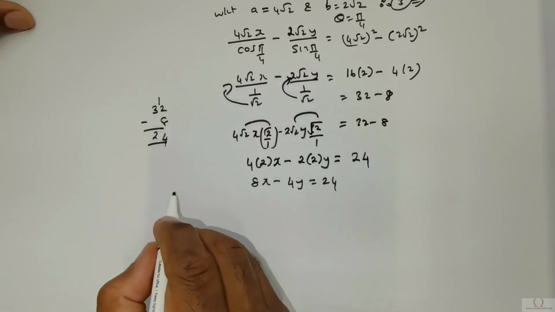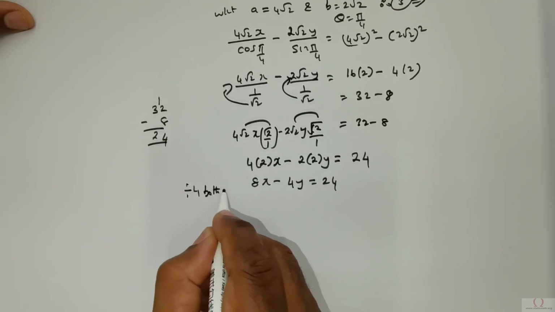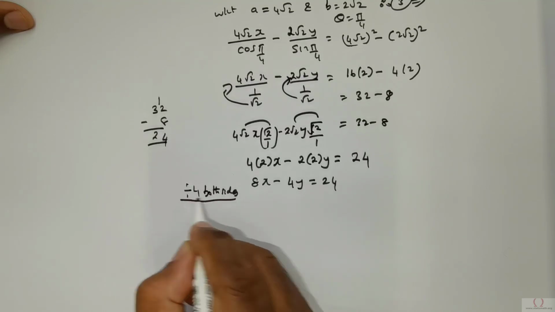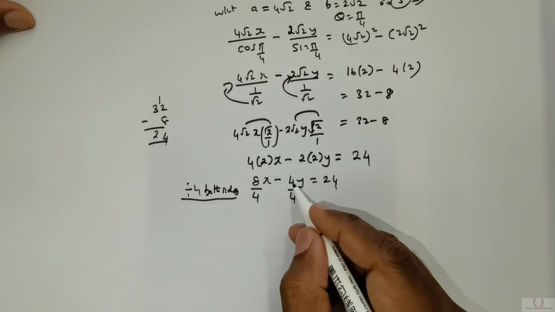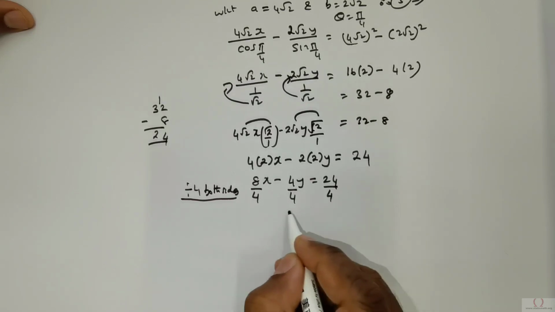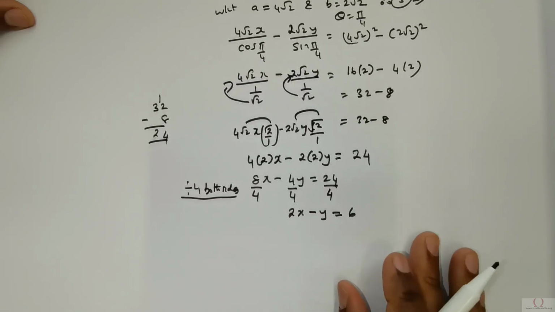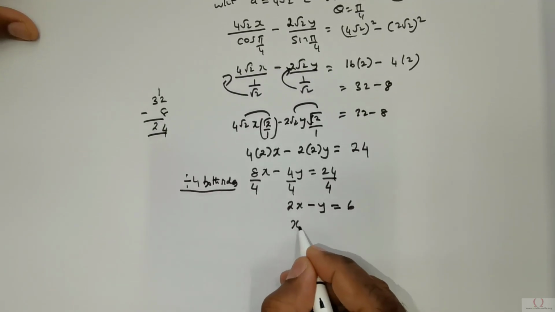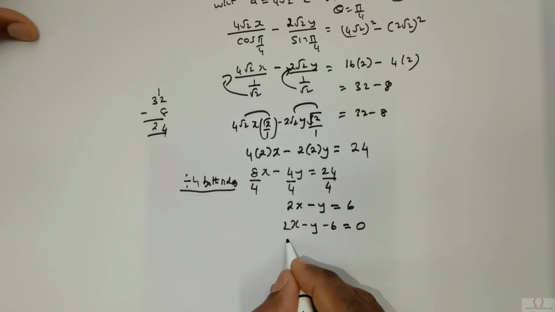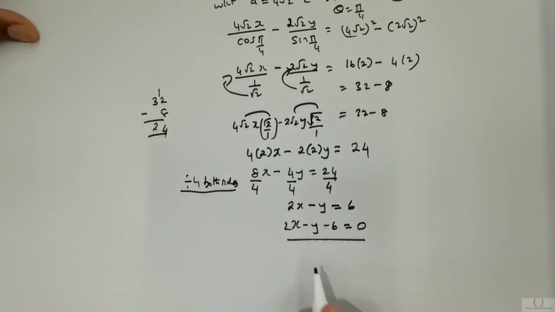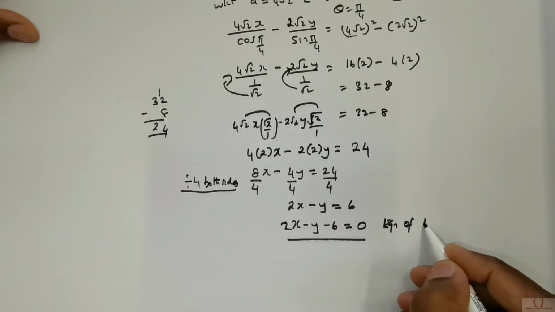I can simplify this by dividing both sides by 4. So when I divide both sides by 4, I get 8 over 4, 4 over 4, 24 over 4. This is 2x − y = 6. Of course, I can rewrite this as 2x − y − 6 = 0. So this is the required equation of the normal.